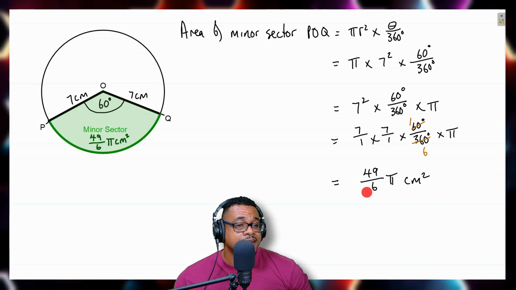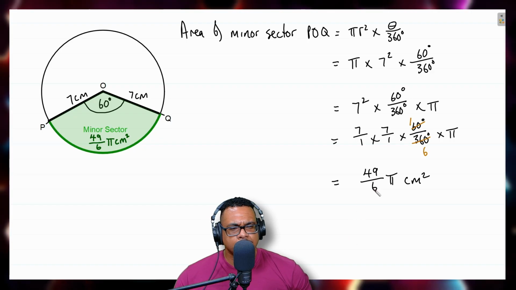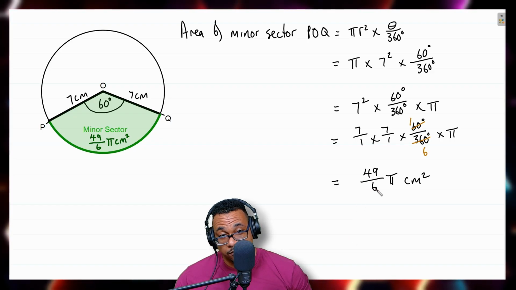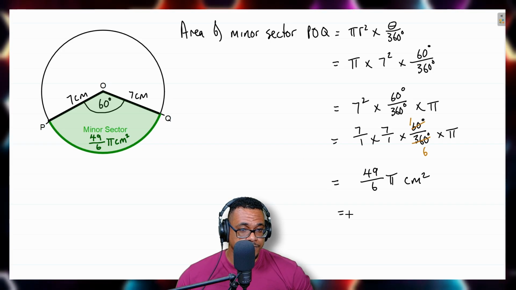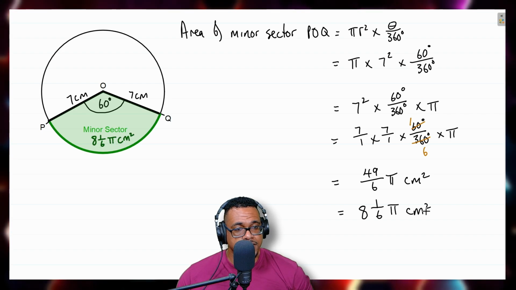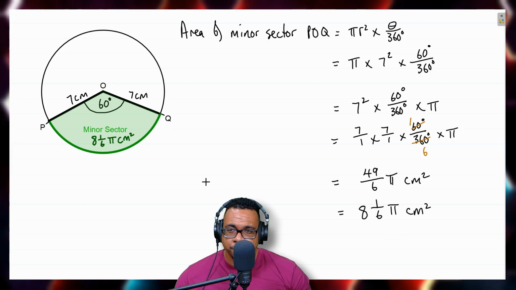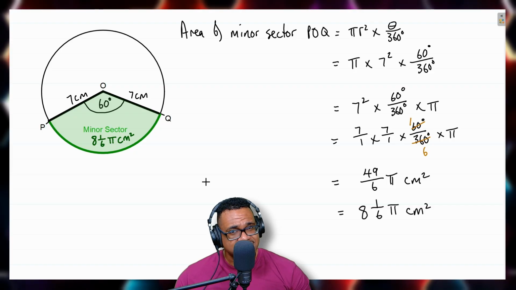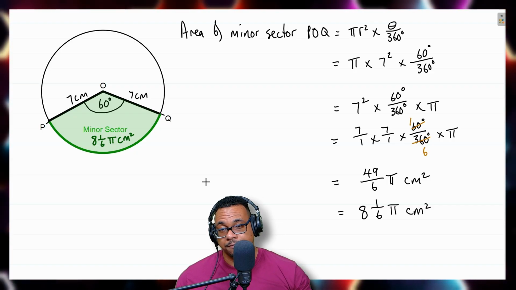Now I can leave my answer like this, or I can write this answer as a mixed number. Now we know 6 8s are 48, so 6 going into 49 is 8 times, remainder 1. So 8 times, remainder 1, and put it over 6. And then you put your pi, centimeters squared. And this is the area of the minor sector in terms of pi. And this will bring us to the end of the video. And I hope now you have a better understanding as to how to find the area of a sector and also the length of an arc.